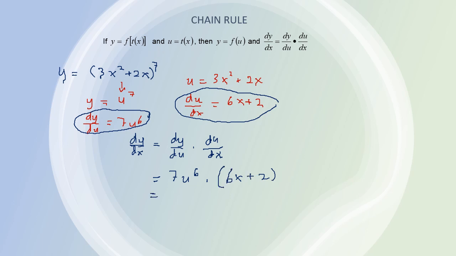So equal to 7. And then we substitute u. Just now our u is equal to 3x squared plus 2x. So substitute here (3x squared plus 2x) to the power of 6 multiplied by 6x plus 2.